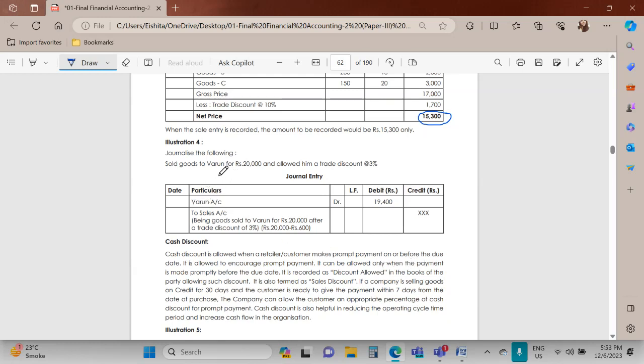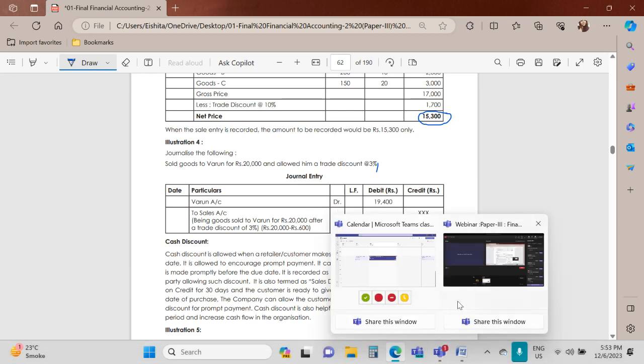Journalize the following: sold goods to Varun for 20,000 and allowed him a trade discount of 3%. 3% मतलब 600, 19,400 की एंट्री बनेगी, Varun debit to sales. Okay. Any questions?